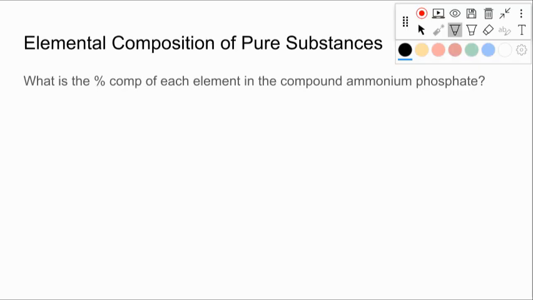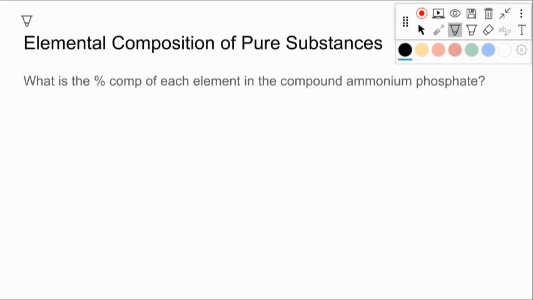So before we can even do this problem, we don't have a chemical formula. It says, what is the percent comp of each element in the compound ammonium phosphate? Well, ammonium and phosphate are both polyatomic ions. You're not going to find either of them on the periodic table. They need to go into your brain.